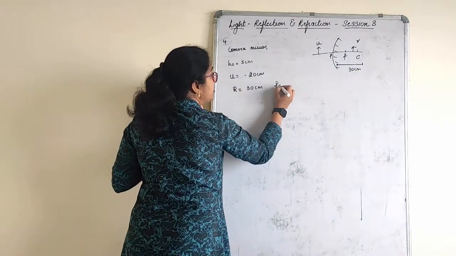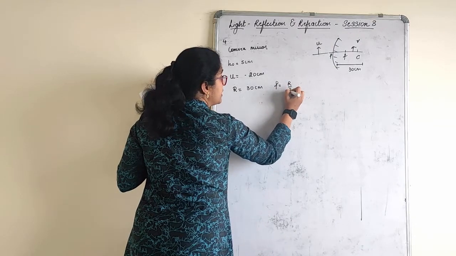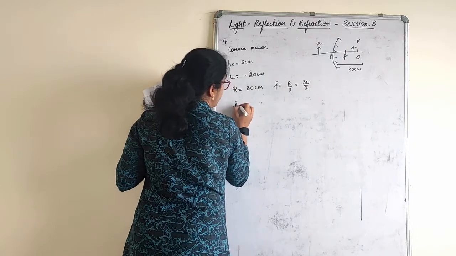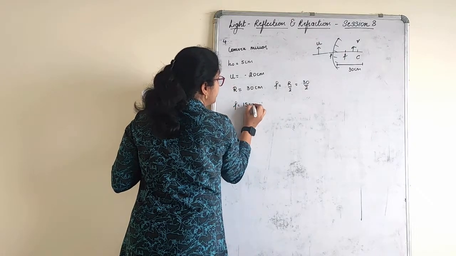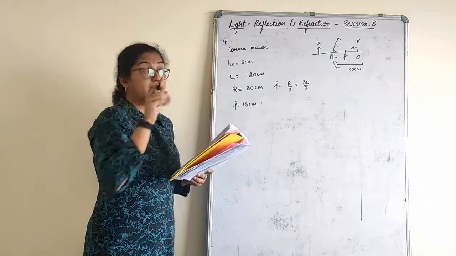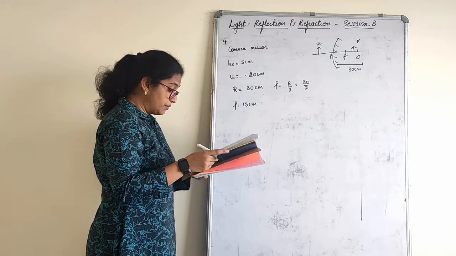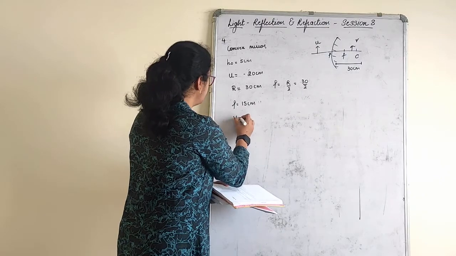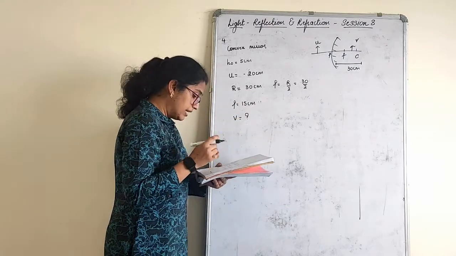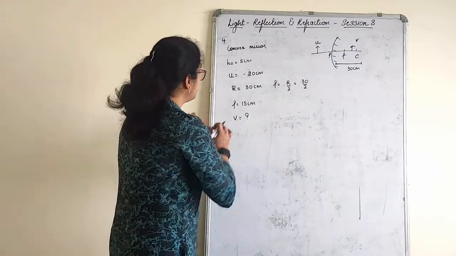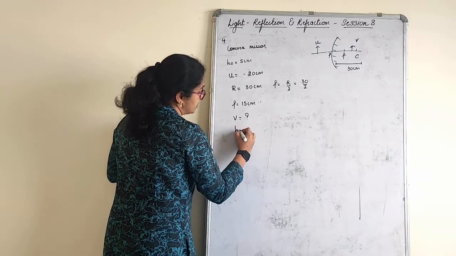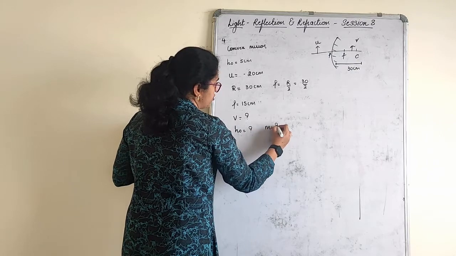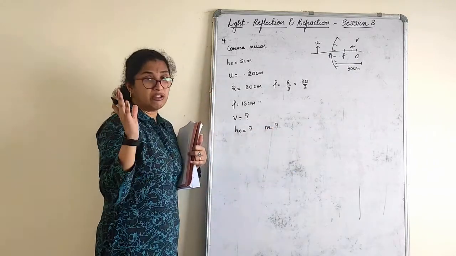Therefore, focal length is equal to R by 2. So that is 30 by 2. F is equal to 15 centimeter. Plus or minus? Plus. It is to this side of the pole. Find the position, so V is equal to question mark. Nature and size of the image. When you are finding the size, find the magnification also if you want. It's up to you, or directly also you can write.